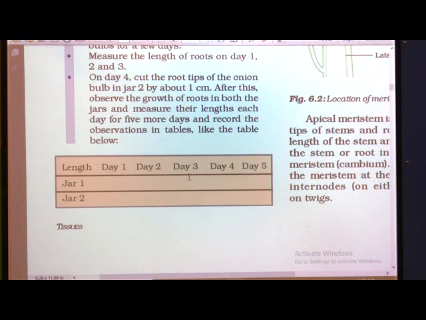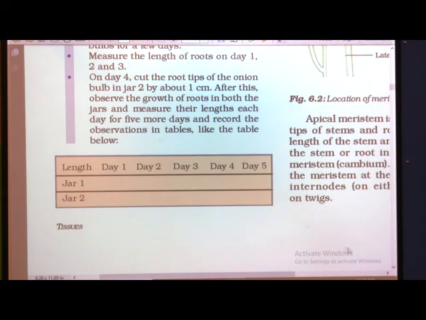On day 3, suppose the growth is 4 centimeters in jar 1, then we find the same length of roots in jar 2 also, that is 4 centimeters. Then on day 4, the length of roots in jar 1 is 4.5 centimeters, whereas in jar 2 we find the length of roots is 4 centimeters only. On day 5, the length of roots in jar 1 is 5 centimeters, for example, and in jar 2 again it is 4 centimeters.